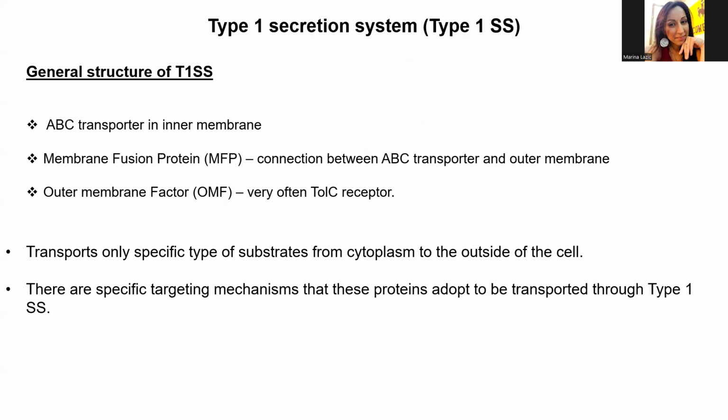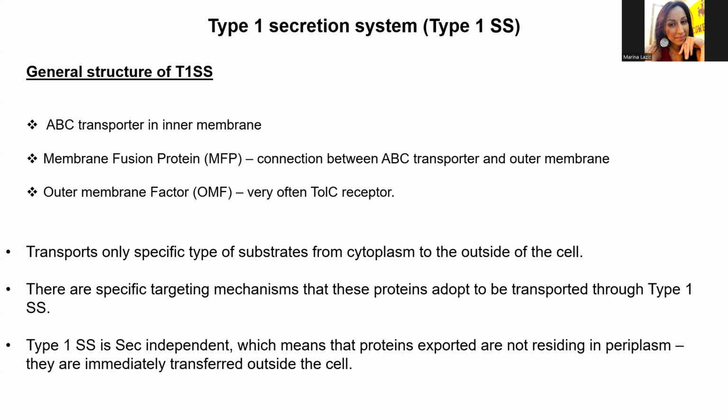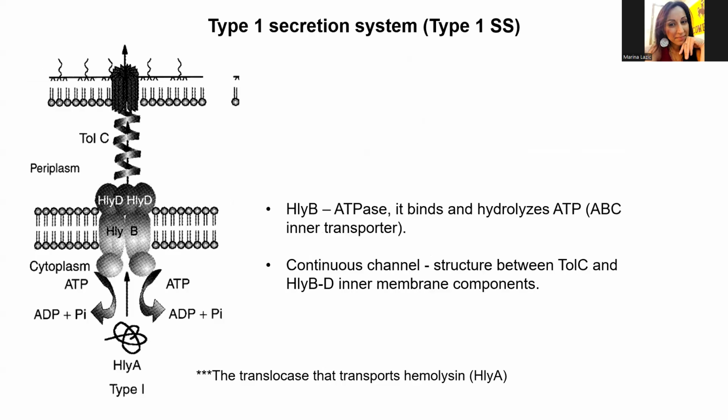This is a Sec-independent secretion system, and it will become more clear when we compare this with type 2 and 5 secretion systems, which are Sec-dependent. That means you have to have the protein exported first through the Sec system before it gets into the secretion system machinery. But this one, we call it independent. Only two of them are dependent.